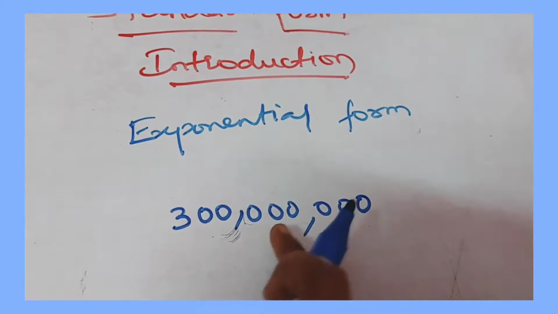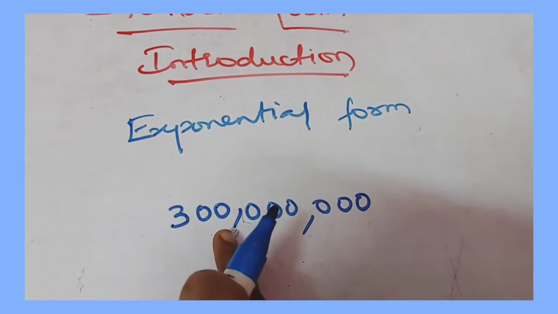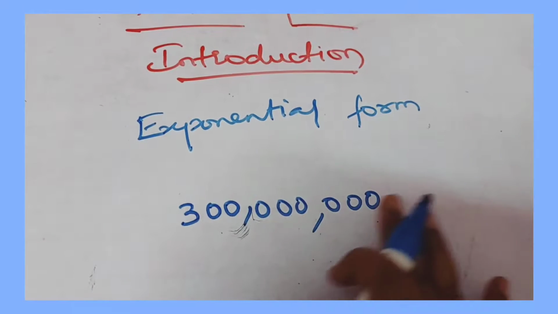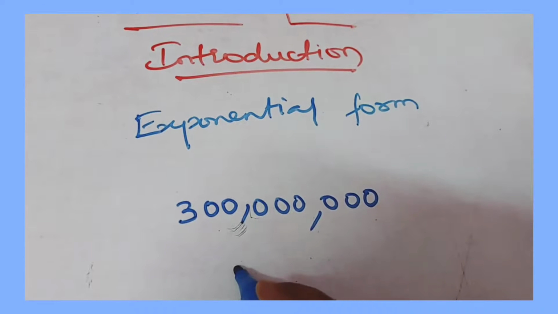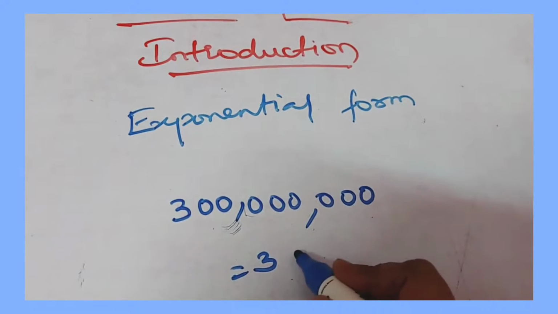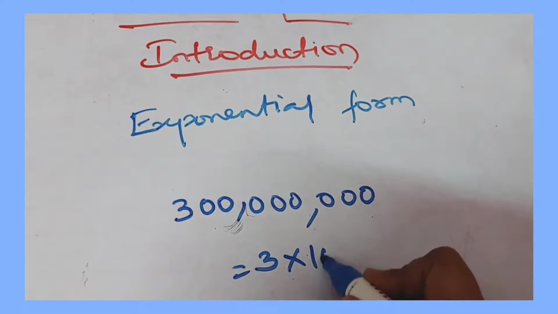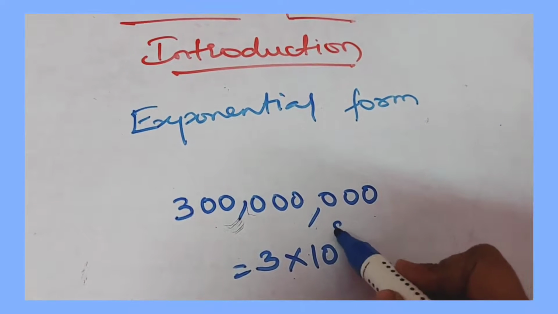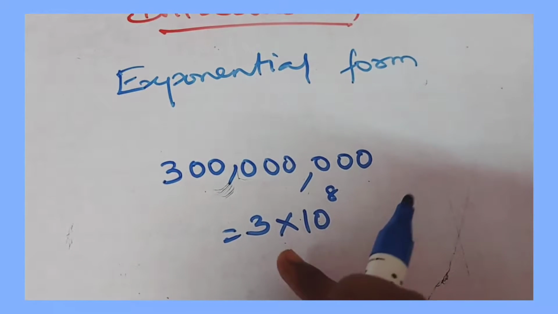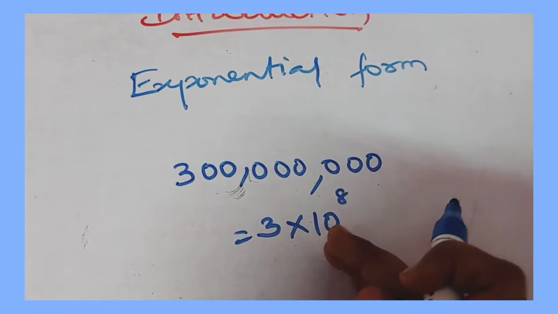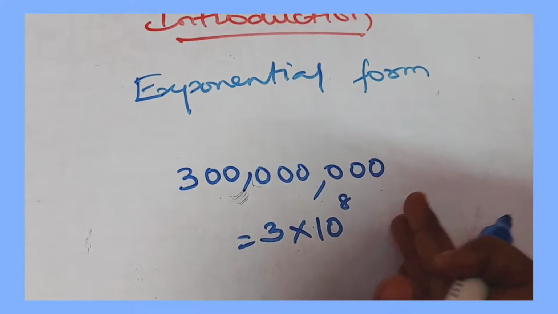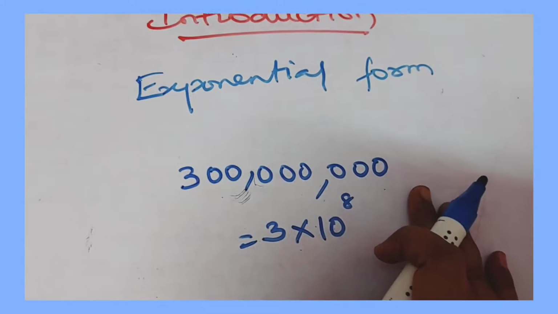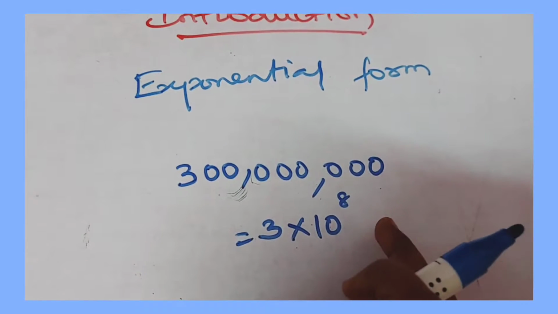It is ones, tens, hundred, thousand, 10,000, 100,000, million, 10 million, 100 million. It is 300 million. So how to write this number in a short form? You have to take this 3 and write 10 to the power of 8. If you multiply 10 eight times, and then multiply by 3, you will get this answer. So this is a way of writing a standard form.